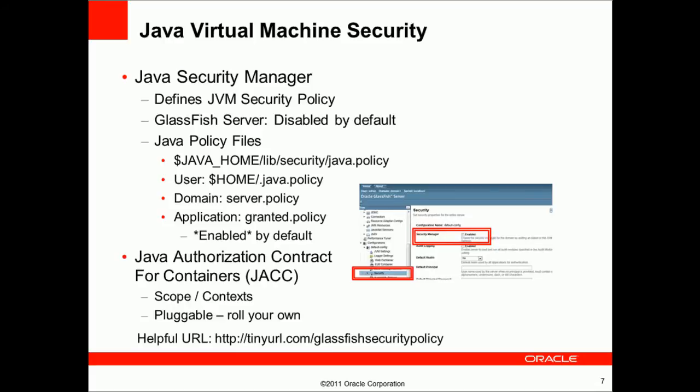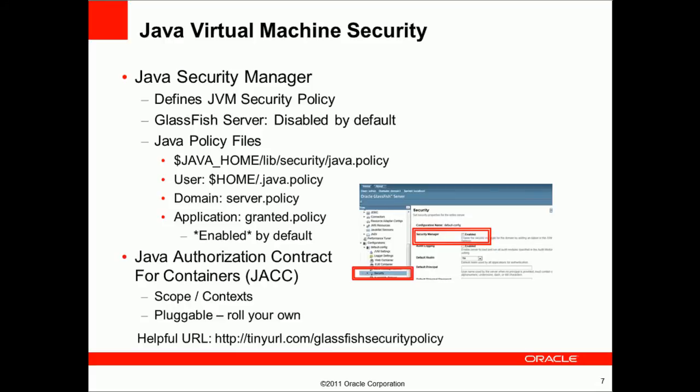So there's multiple Java policy files. There's the default policy file, java.policy, that ships with the JVM. There's potentially one that you have in your home directory, so $home, again, if you're on Unix, /java.policy. There's the server.policy that GlassFish defines. There's a default one that ships with GlassFish, and if you enable the security manager, it's that one that is being referred to. That's available on a domain-by-domain basis. And then there's an application level policy that is called granted.policy, and this is generated when you deploy your application.